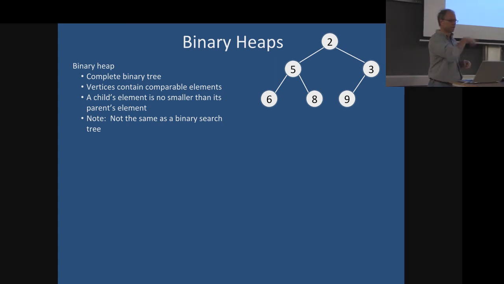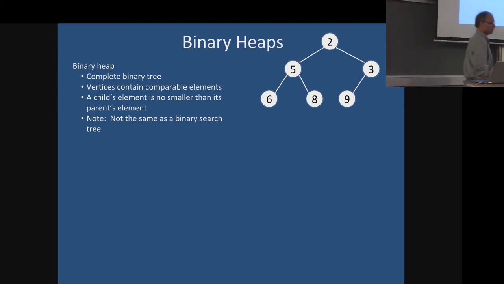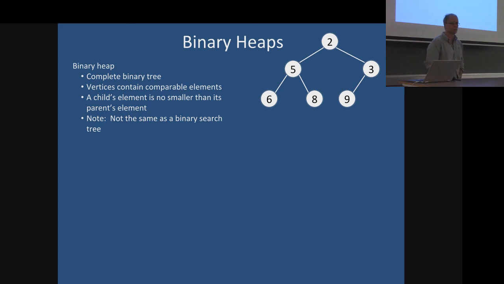Okay, we're assuming that the vertices contain elements that can be compared. So it's comparison based. A child's element is no smaller than its parent. Which means what? Where's the smallest element in the binary heap? At the root. This is not a binary search tree. Binary search trees aren't guaranteed to be complete for starters. And they use a different ordering.